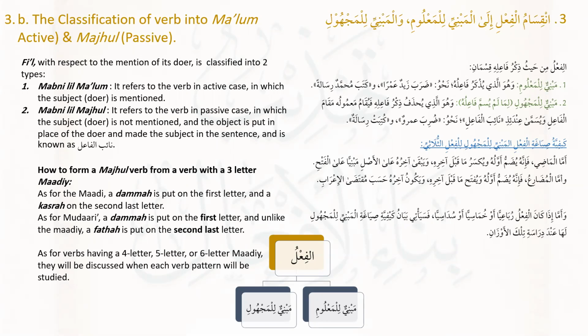طيب, انقسام الفعل إلى المبني للمعلوم والمبني للمجهول. Active case and passive case, or active voice and passive voice. مثلا زيد opened the door, the door was opened. زيد hit عمر, عمر was hit. This is active and passive. مبني للمعلوم is the active voice, and مبني للمجهول is the passive voice. In مبني للمعلوم, the فاعل, the doer of the فعل, is mentioned. In المبني للمجهول, the doer of the فعل is not mentioned.